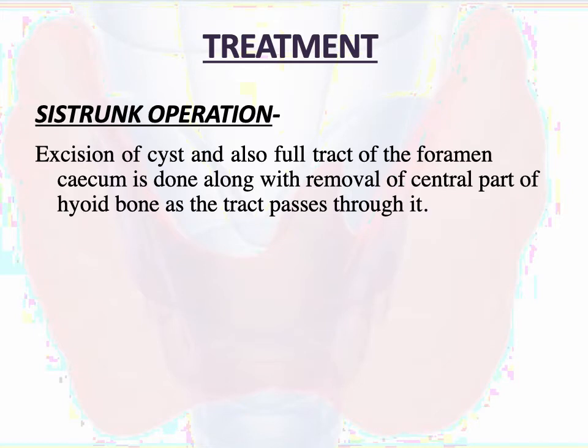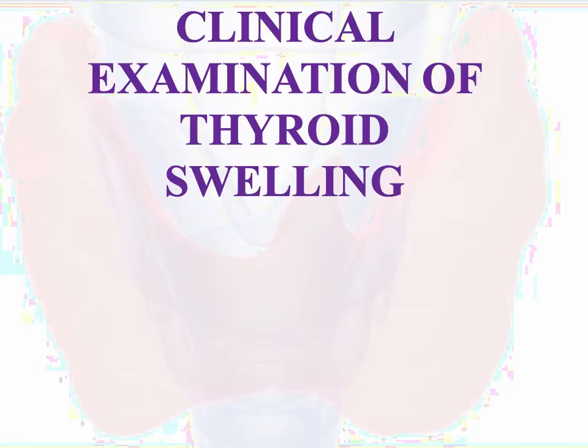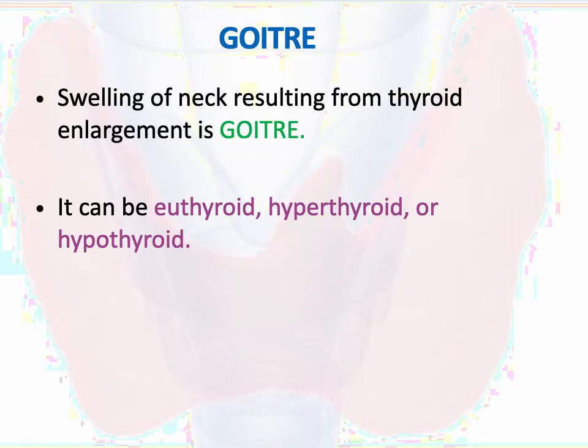So cyst trunk operation. Clinical examination of the thyroid swelling, we will go just quickly, because this is what you have to do in third year and fourth year. Goiter: what is goiter? It is a swelling of the neck resulting from thyroid enlargement. We call it goiter. And the patient can be either euthyroid, that is normal thyroid levels functionally, or it may be less functioning, hypothyroidism, or more functioning, hyperthyroidism.